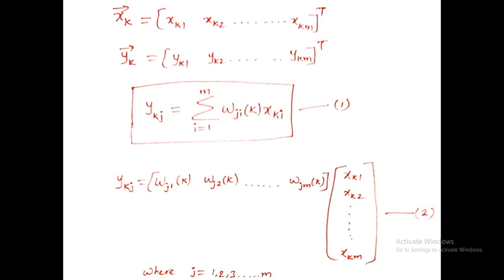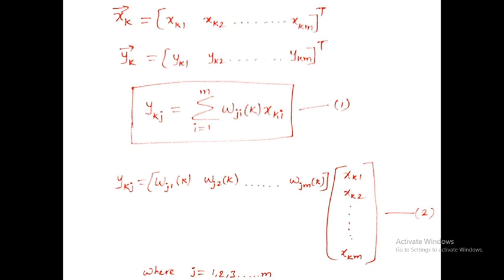So XK is a vector. That vector we generally get in a vertical fashion, but if you take the transpose, it will come in horizontal form. That's why XK1, XK2, and so on XKM transpose. YK is also a vector: YK1, YK2, and so on YKM transpose. So it is a basic relation here. This relation itself is enough to understand this associative memory.